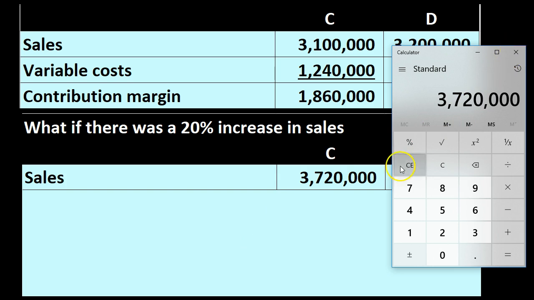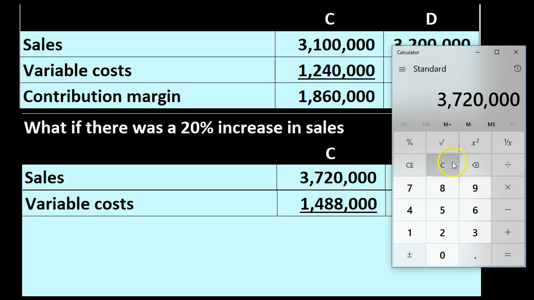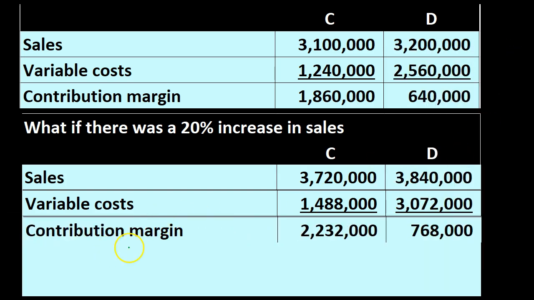So that's increased. We also know that the variable costs are going to increase. Why? Because they increase in the same percentage. That's why we broke them out between fixed and variable. So the 1,240,000 times 1.2 is going to be up to 1,488,000. So we know that's the case. And then we know the contribution margin is going to be subtracting these two out.